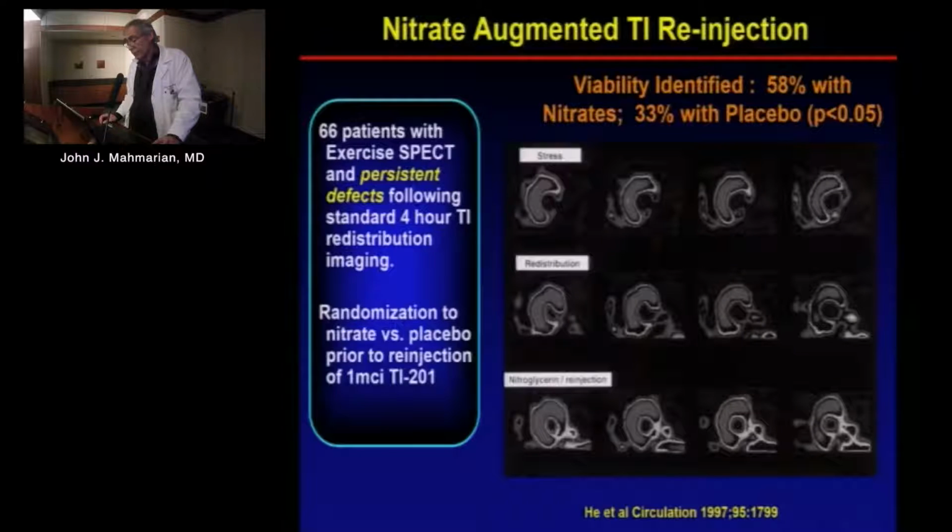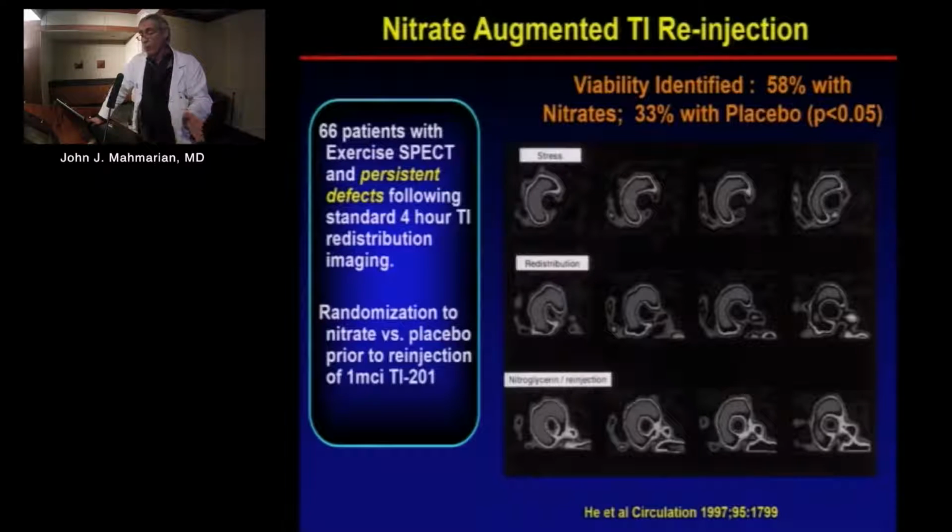This is a study we did many years ago. I hate to think how long ago. It's like 20 years ago. But this is where we took patients who actually had an exercise SPECT. They had persistent defects following a 4-hour thallium redistribution image. And then we randomized these people either to a nitrate-enhanced re-injection image versus just re-injection alone.